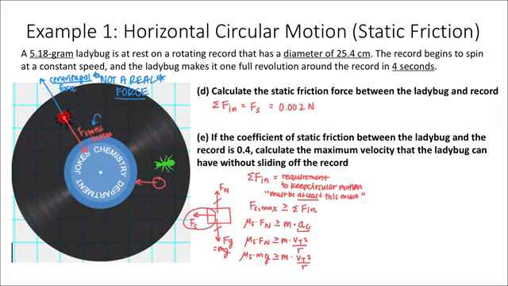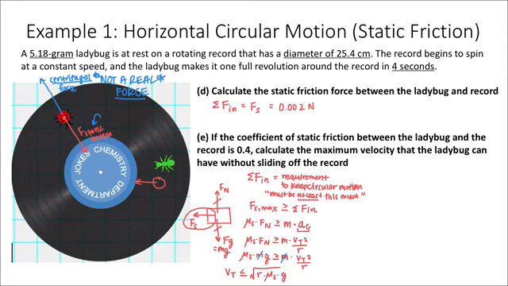I have an m on both sides, so I'll actually go ahead and cancel that out. And that would mean that the tangential velocity, I'm going to go ahead and flip it to the other side, must be less than or equal to here, right? I'm going to multiply by r on both sides, and then take the square root. So that would be the square root of r times mu sub s times g.